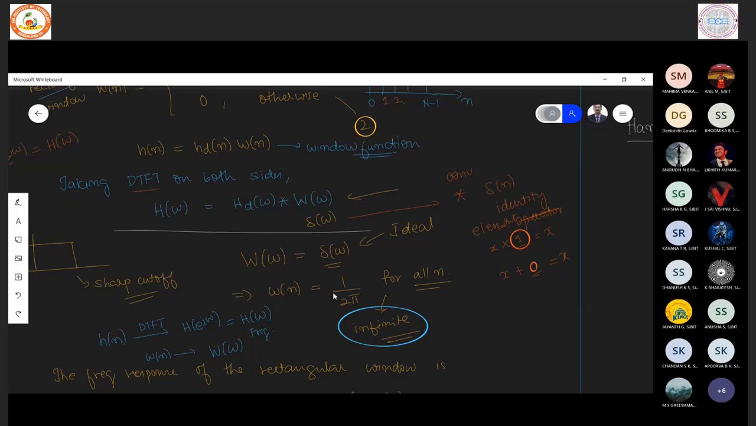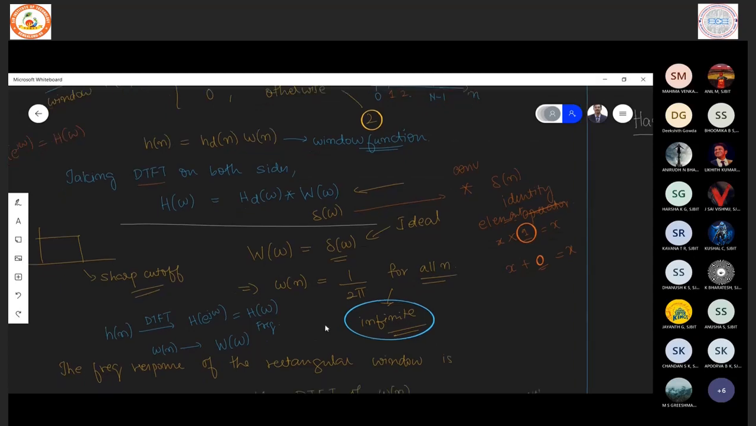That means that it is said to be infinite. Okay, so if you take delta of omega, its inverse DTFT, inverse discrete time Fourier transform, is said to be 1 by 2 pi, and the value is same for all n, and hence it is infinite. Correct? This is what we understand.